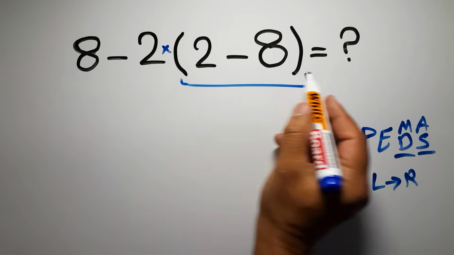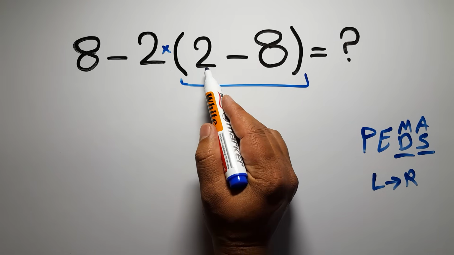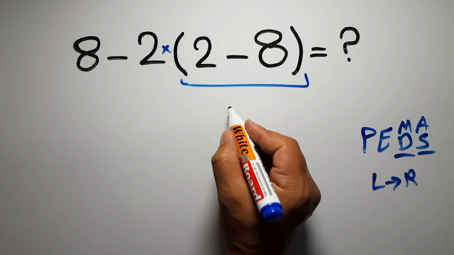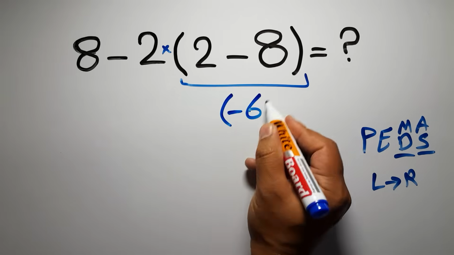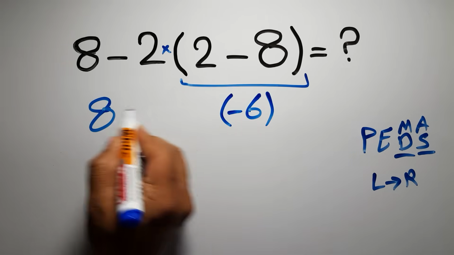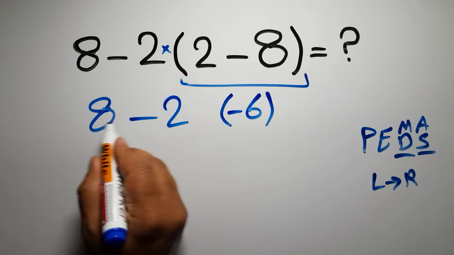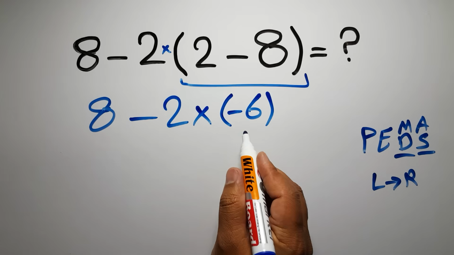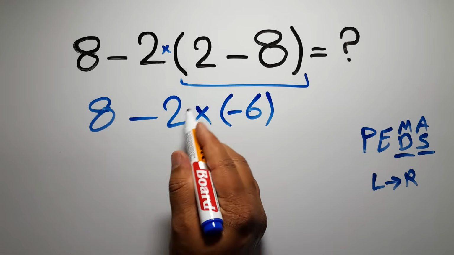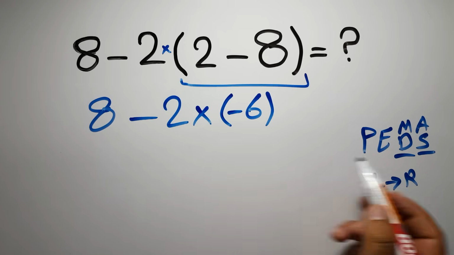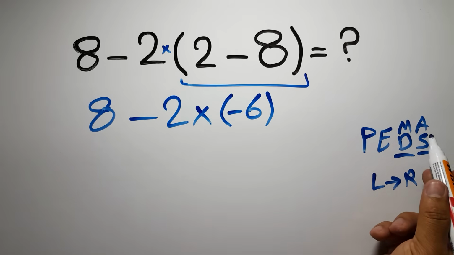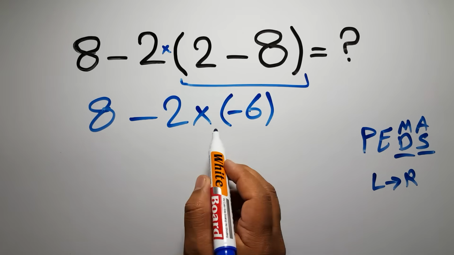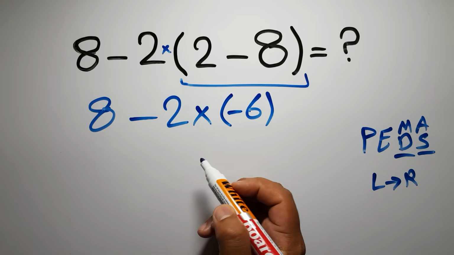So first this parenthesis. Inside this parenthesis we have 2 minus 8, which gives us negative 6. So we have 8 minus 2 times negative 6. In this expression we have one subtraction and one multiplication. According to PEMDAS, multiplication comes before subtraction. So here first we have to do this multiplication.